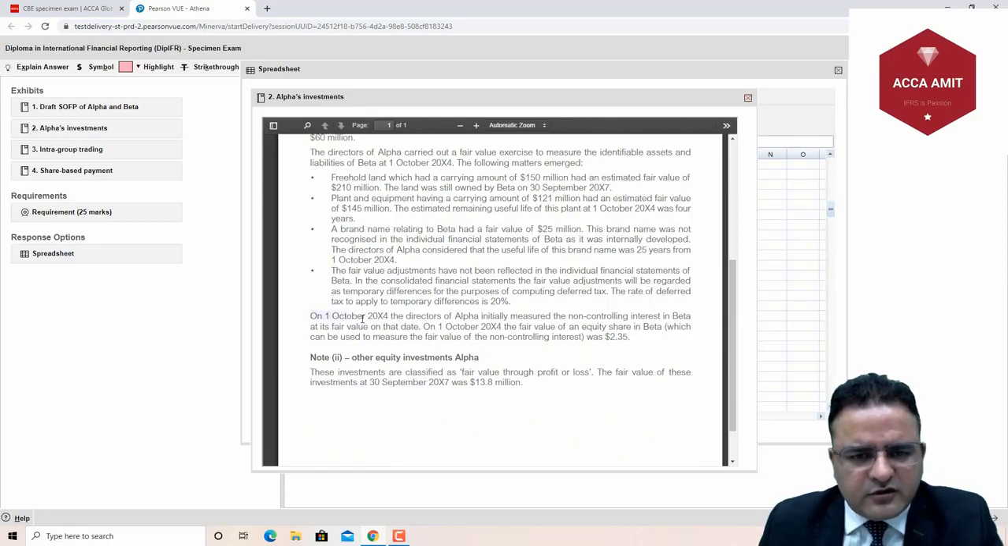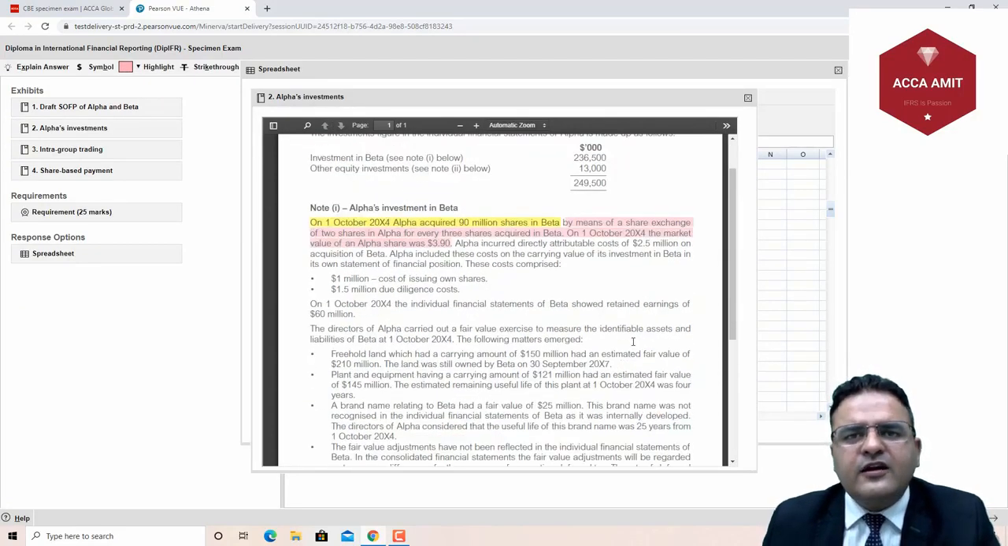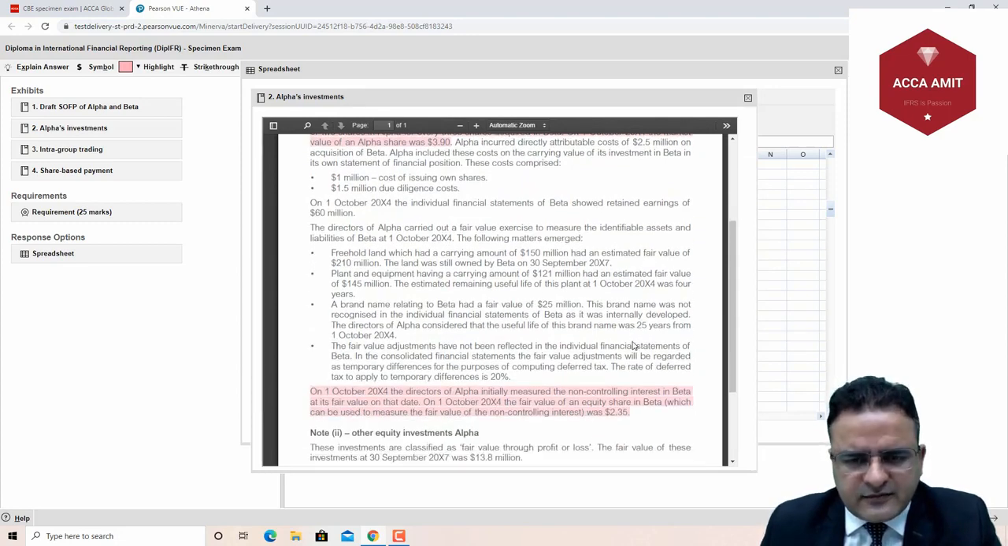On 1st October 2004, the directors of Alpha initially measured the non-controlling interest in beta at fair value. The fair value of equity share in beta can be used to measure the fair value of non-controlling interest. This information again will be needed in working note number 3 for valuation of non-controlling interest. I'm highlighting it so that we can know what we have done and what is yet to be done.